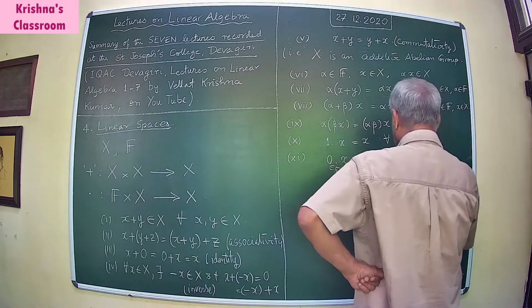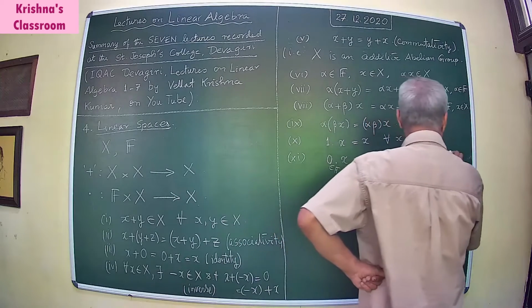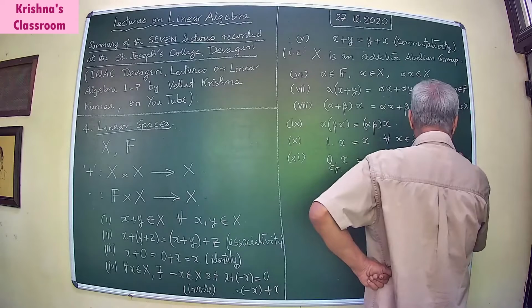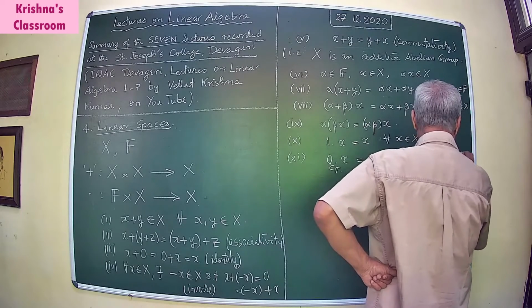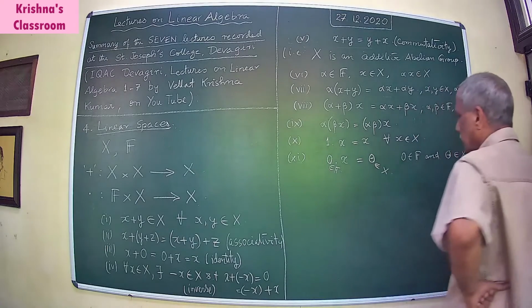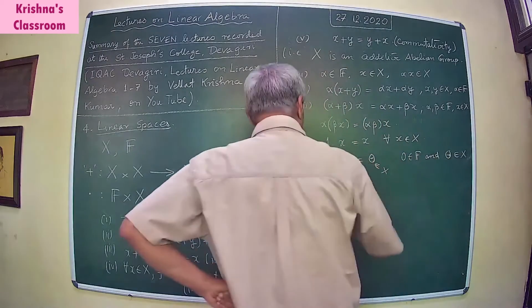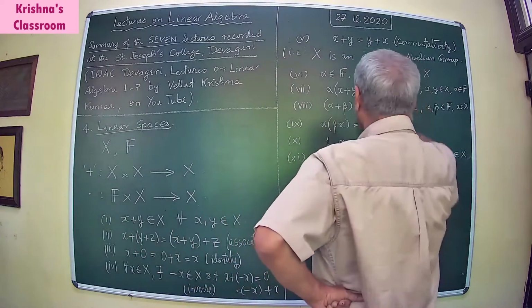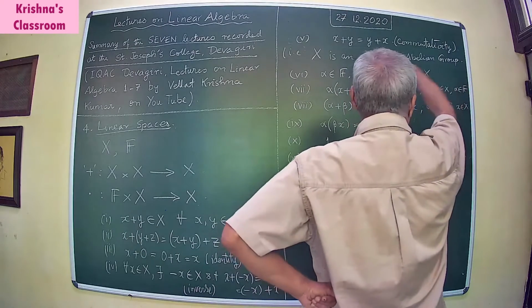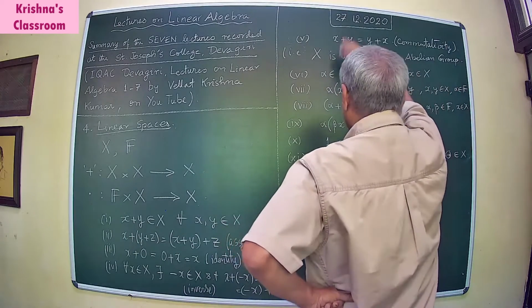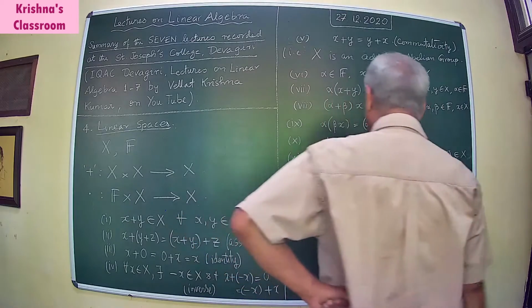And so whenever confusion does not arise, you just write it as 0. It's the zero element of X, or what you call the identity element that you have described in the earlier part of these conditions.